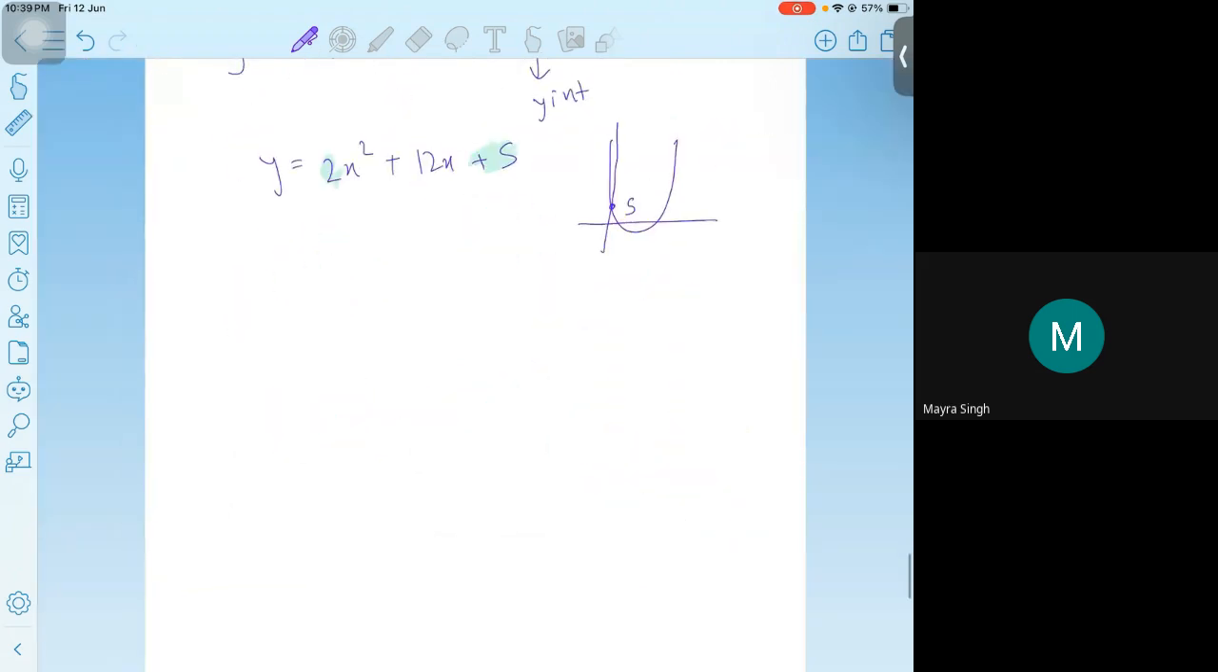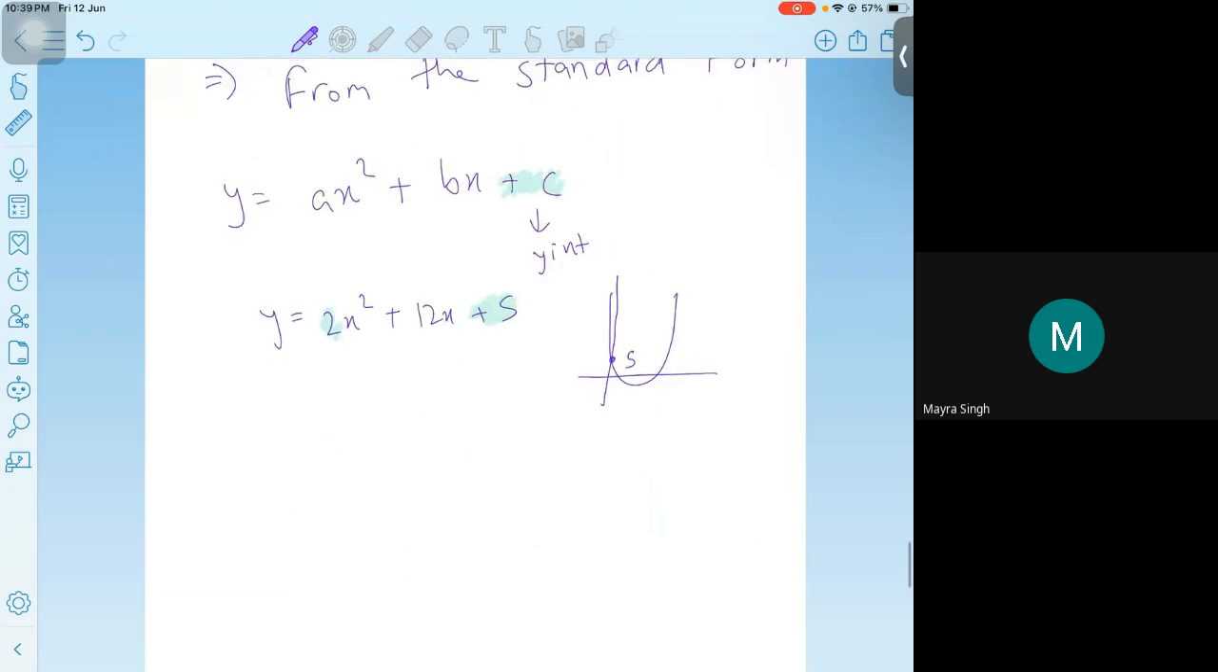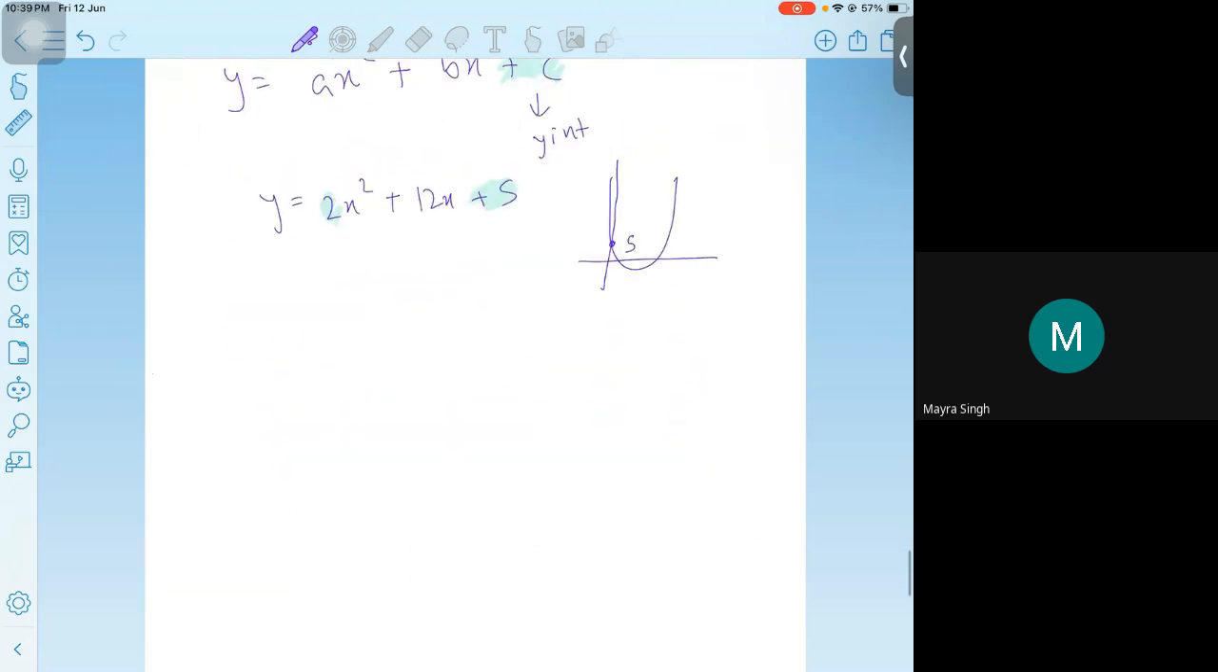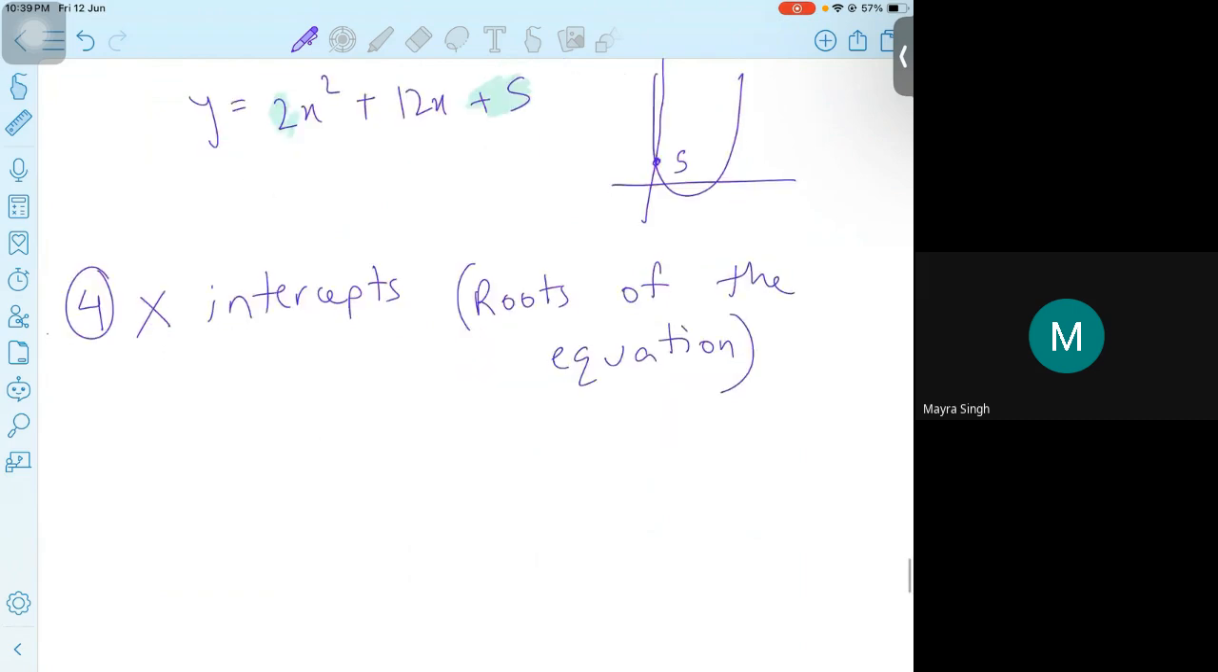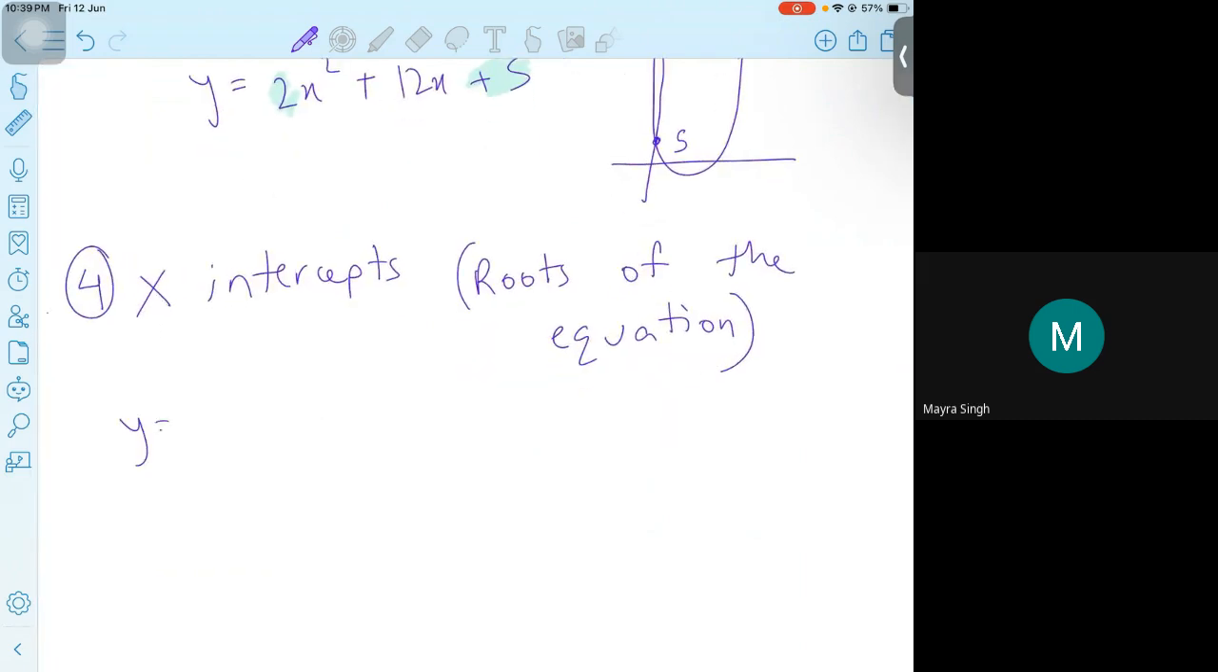The next part is going to be for the x-intercepts. Okay, so this is number 3. Now we have x-intercepts. And another way of saying x-intercept is by saying roots of the equation. Okay, so roots of the equation, and you're most likely going to be asked to solve for the roots or to solve for the x values. Okay, so we have this, and for this, the form was the vertex form.